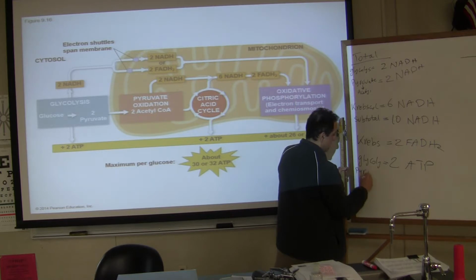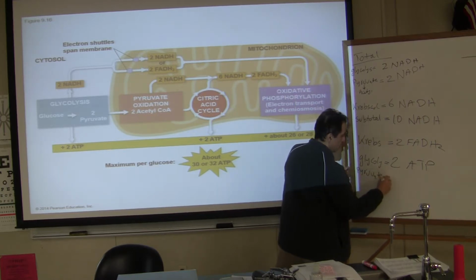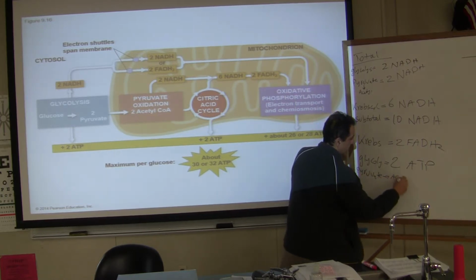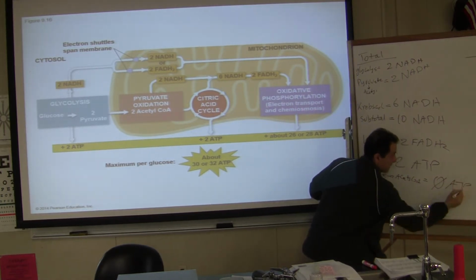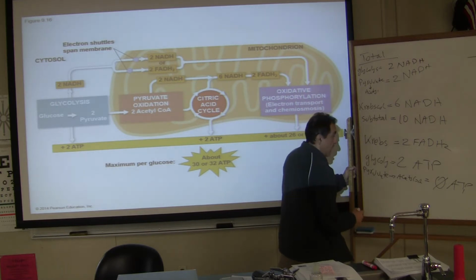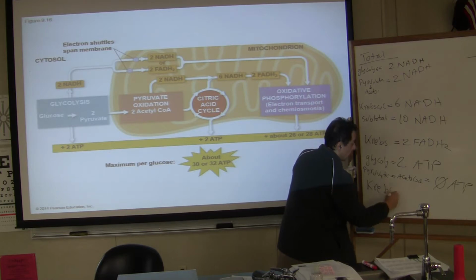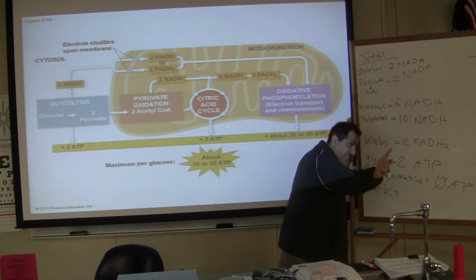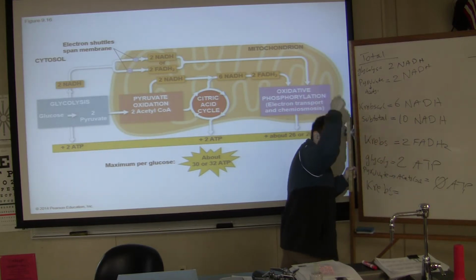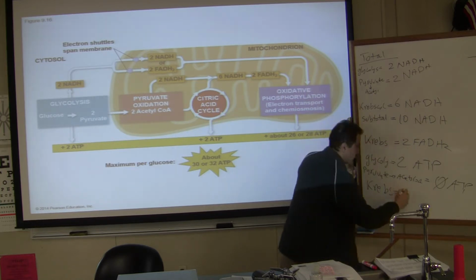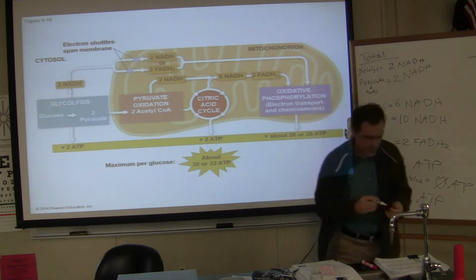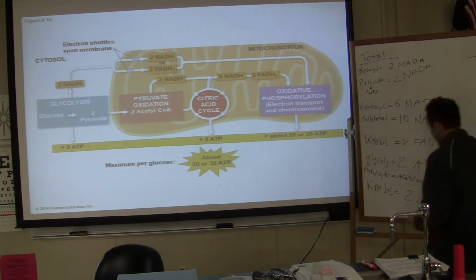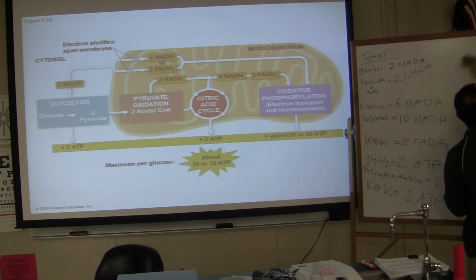Pyruvate, just to make sure, to acetyl-CoA, 0 ATP. Yes, no? Okay, how many ATP do you get from the Krebs cycle? In the Krebs cycle, each cycle you get 1 ATP, but the cycle goes around twice because of 1 glucose molecule, so you get 2 ATP. Do I make sense? Now, let's add them up. Are you ready?